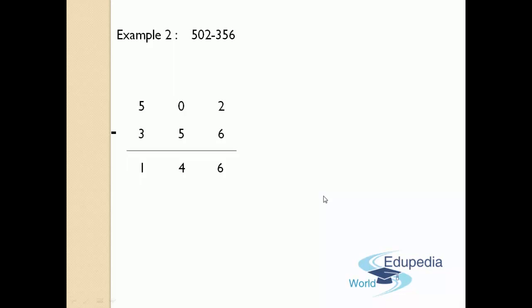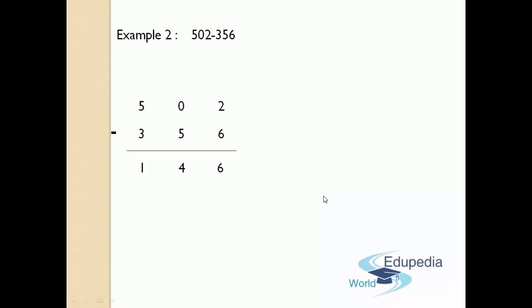In this example, I am going to take two numbers, 502 and 356, and do subtraction for both of these numbers. As per our rules, I think you know, first of all we have to set them in specific rows and columns as per their place values. So I have set them according to their place values.